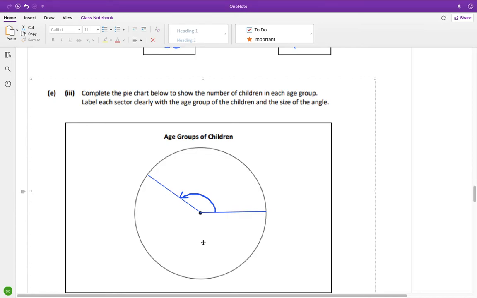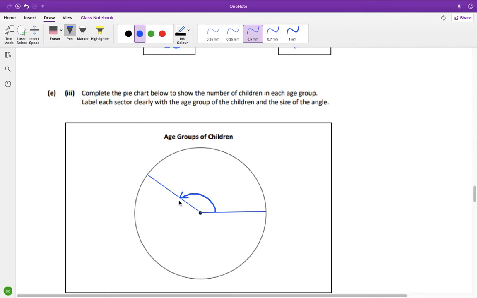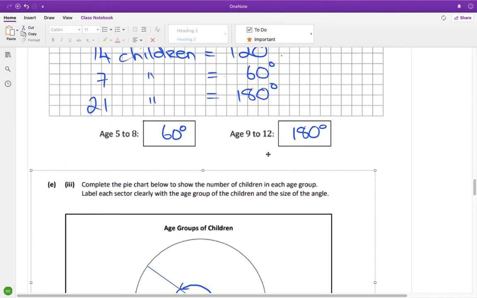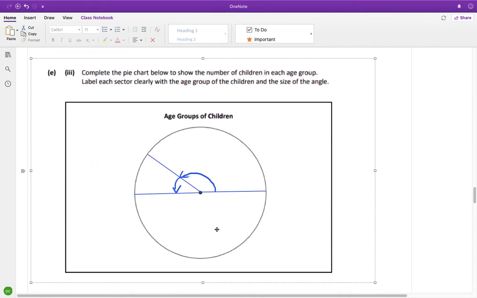So put your protractor down here and measure 60. Well, these are not right. So measure 60, so that's my 60. And then the last one should be 180. So this down here is your 180. So you don't need to measure the last one.